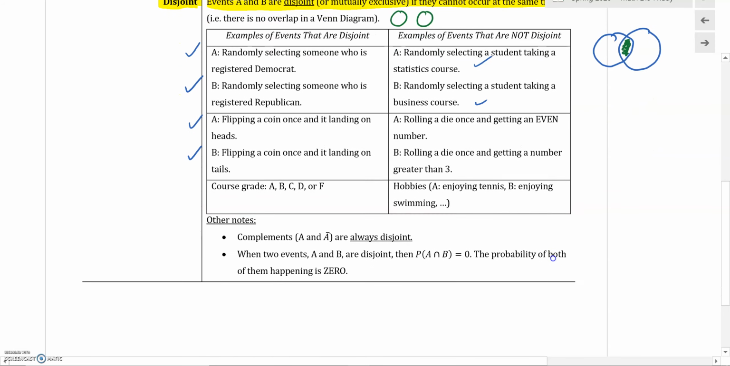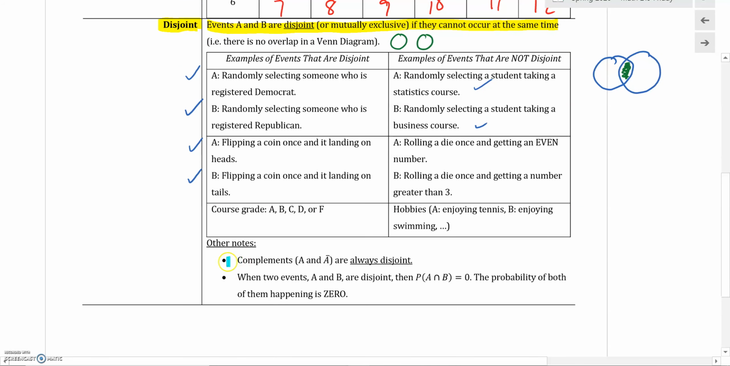Okay. So I kind of alluded to this already, that the complements of events are always disjoint. If it's raining out, the probability that it's raining outside and the probability that it's not raining outside are complementary events, raining and not raining. They cannot happen at the same time. They're disjoint. And because if you have two disjoint events, we know that there's no overlap in the Venn diagram. That means that the intersection of those would always be 0. Again, remember, intersection is saying where's the overlap? Well, they have no overlap.